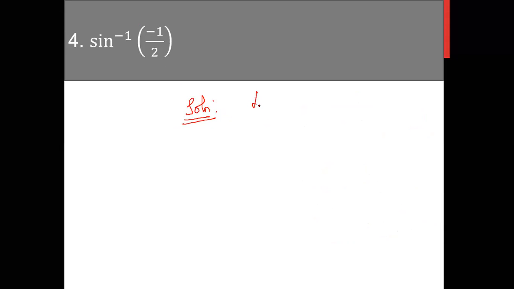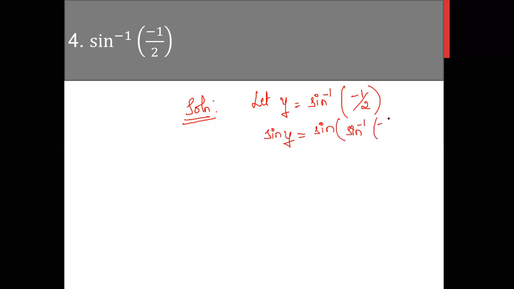Let y is equal to sine inverse of minus half. What you have to do? Apply sine both the sides. So it is sine y is equal to sine of sine inverse minus half.